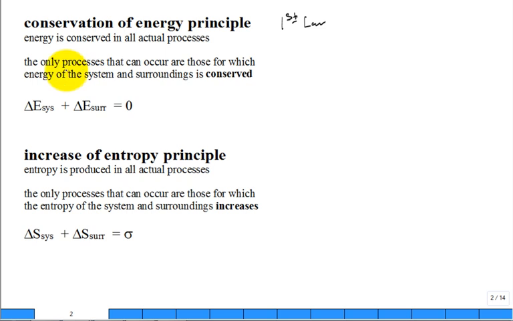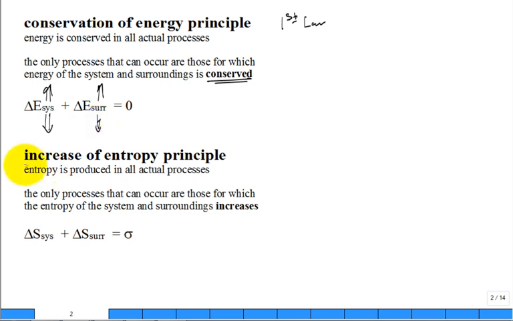One other way to look at it is to say the only processes that can occur are those for which energy of the system and surroundings is conserved. Think about this. I have the system, I have the surroundings. What else is there? Nothing. It's everything. It's the system plus everything that's not the system, called the surroundings. If you have a change in the energy of the system, maybe it goes up, maybe it goes down, and you have the change in the surroundings, maybe it goes up, maybe it goes down, but whatever they do, the sum of those changes has to equal zero. Energy is conserved.